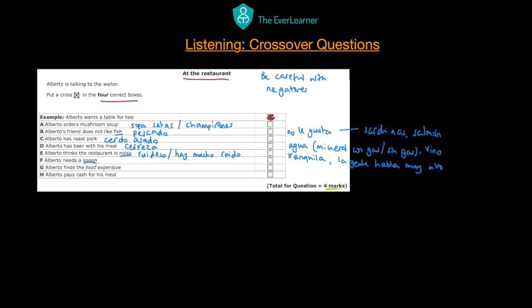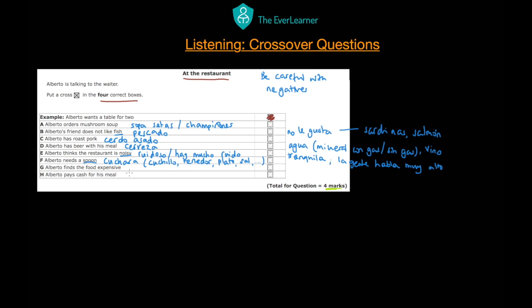Alberto needs a spoon. Spoon, cuchara. But while we're at it, let's revise other items of the cutlery. Cuchillo, knife. Cuchara, cuchillo. Now I've done a blank. I need the fork. Tenedor. Now we go. Tenedor. Oh my God, what's happened to my head? But we might hear other things like plato, plate. Other things like sal, salt, pimienta, pepper. So try and think what other things he might need that he might mention, but it's not cuchara.